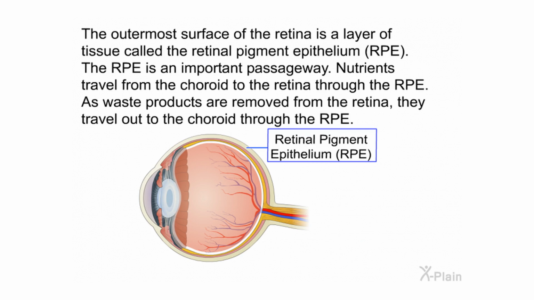The outermost surface of the retina is a layer of tissue called the retinal pigment epithelium, RPE. The RPE is an important passageway. Nutrients travel from the choroid to the retina through the RPE. As waste products are removed from the retina, they travel out to the choroid through the RPE.